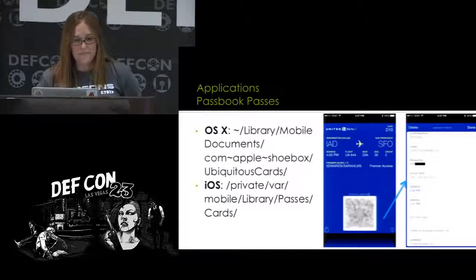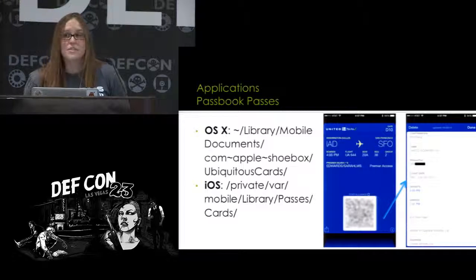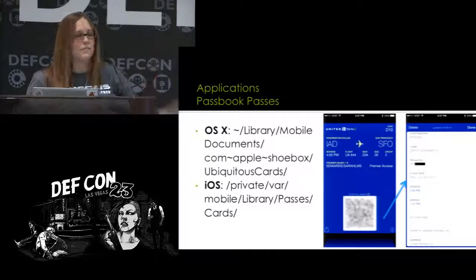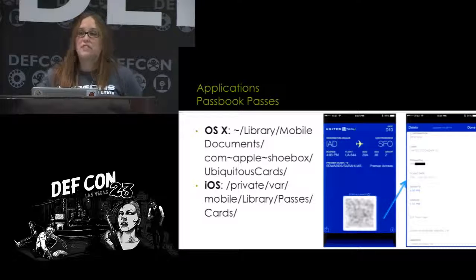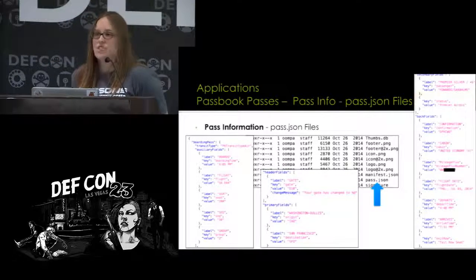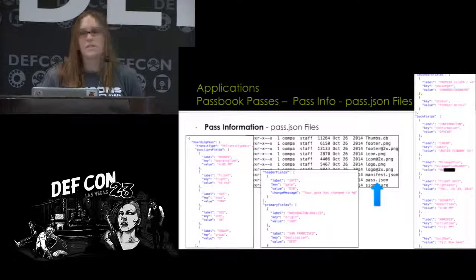So Passbook passes. This one is particularly interesting. I like to use Passbook a lot. I do a lot of travel. I don't like United. I use United to basically get my Passbook, my pass to get onto certain flights. So each flight I take has a ticket associated with that. All of those get stored in the Ubiquitous Cards directory. In this directory, we have these PK Pass directories. So in these directories stores all the information associated with each card. Now these could be airline cards, they could be Starbucks gift cards, Target cards, what have you.